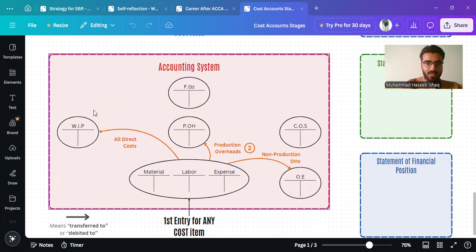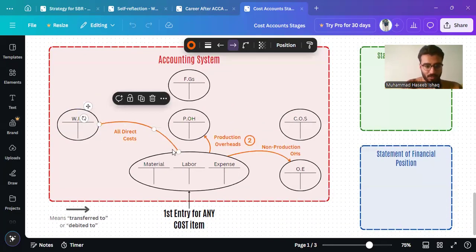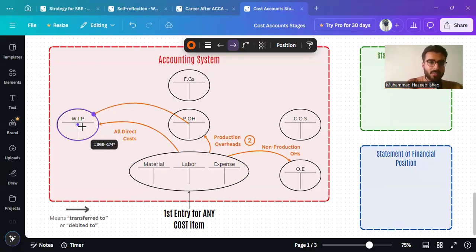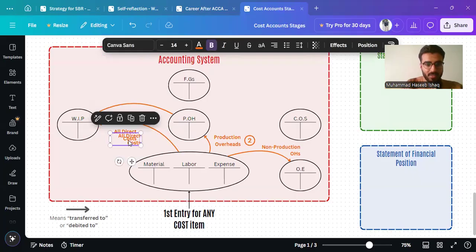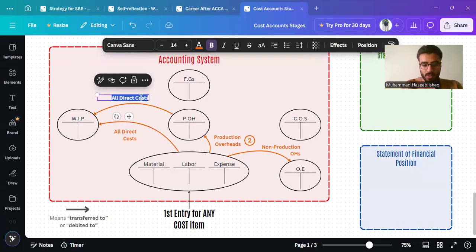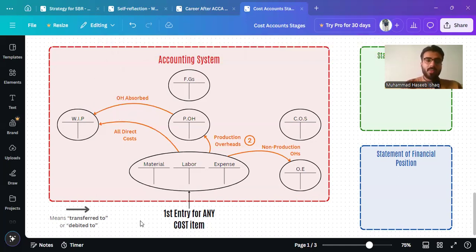So let's show this graphically. All the production overheads that were transferred to the production overhead account will then be transferred to the work in progress account. So what is being transferred here to the work in progress account? These are the production overheads. Now, do all production overheads get transferred? No. You have to remember that the amount of production overhead that gets transferred to the work in progress account is the overhead absorbed amount, not actual overheads.